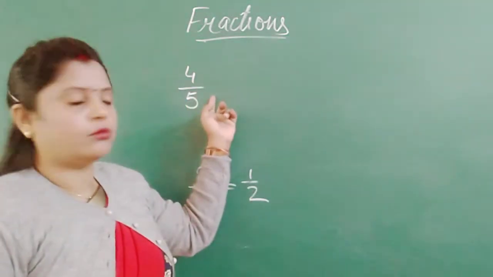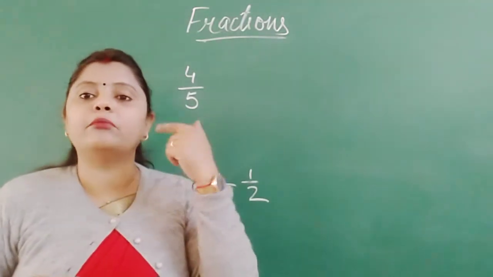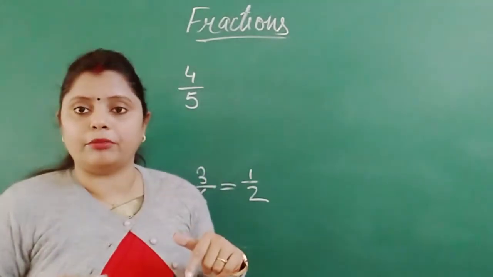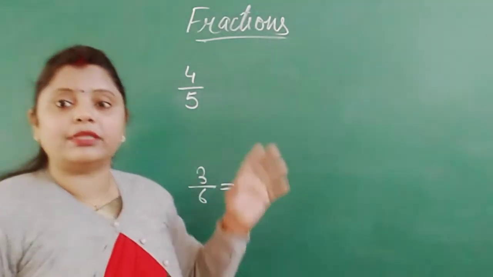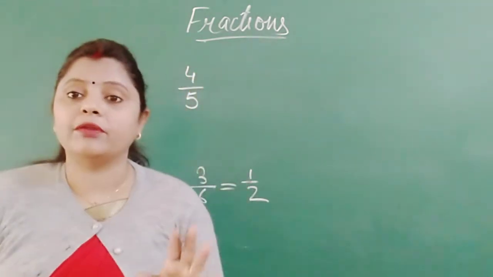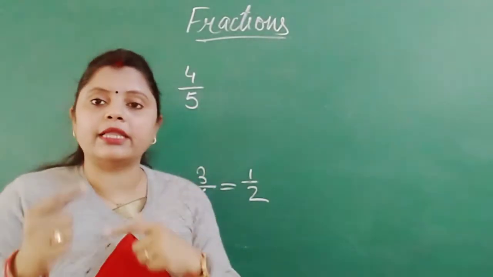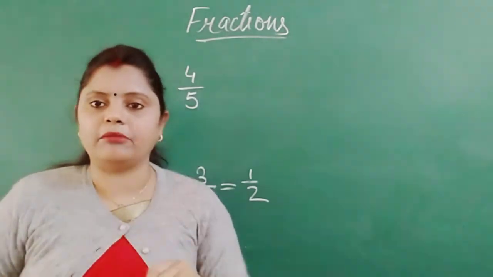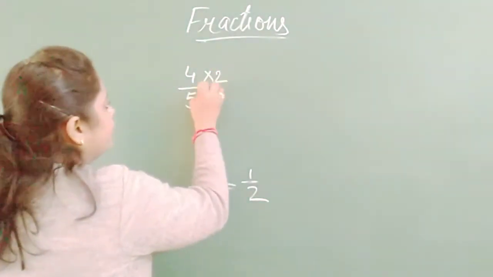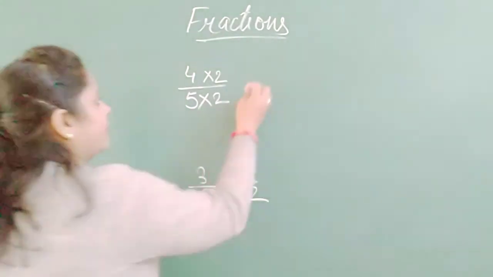So we can multiply now. One more very important thing to keep in mind is that we have to multiply or divide both numerator and denominator by the same number. We cannot use different numbers. It's not possible that I will divide 4 by 2 and 5 by 3. It will be completely wrong. Whenever we are multiplying or dividing, both must be done with the same number. So instead of 1, we are multiplying by 2, because if we multiply by 1, we will get the same number.